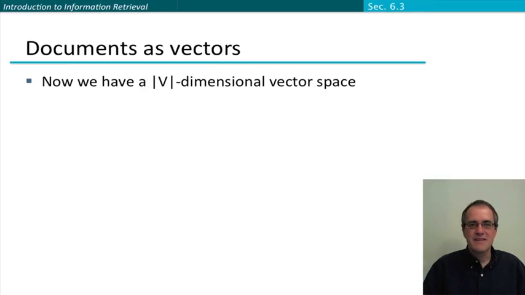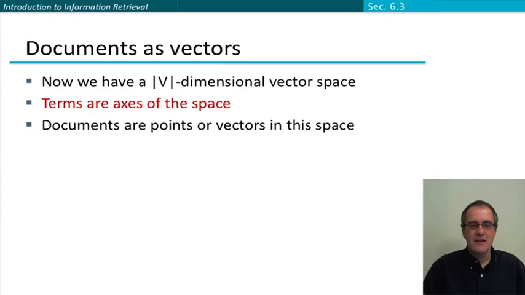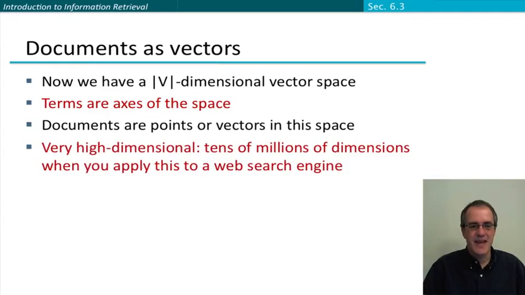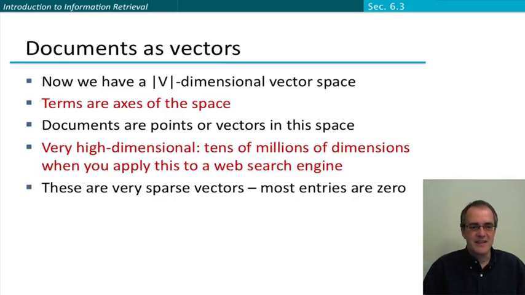So we saw in the previous segment how we turned documents into real valued vectors, and so we now have a v-dimensional vector space where v is the number of words in our vocabulary. The terms, the words, are the axes of the space, and documents you can think of as either just points in this space or vectors from the origin pointing out to those points. So we now have a very high dimensional space, tens of millions of dimensions in a real system when you apply this, such as in a web search engine.